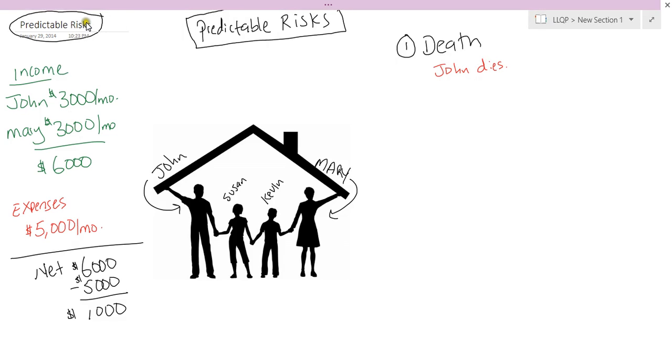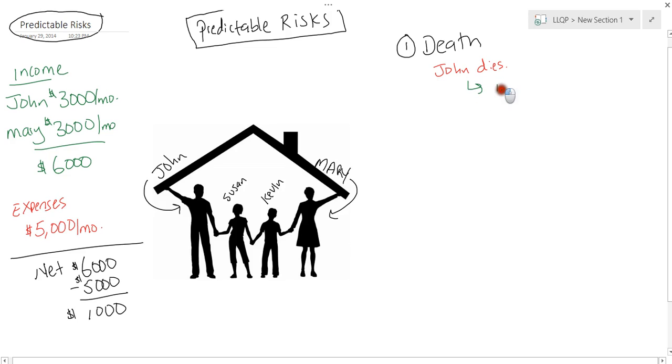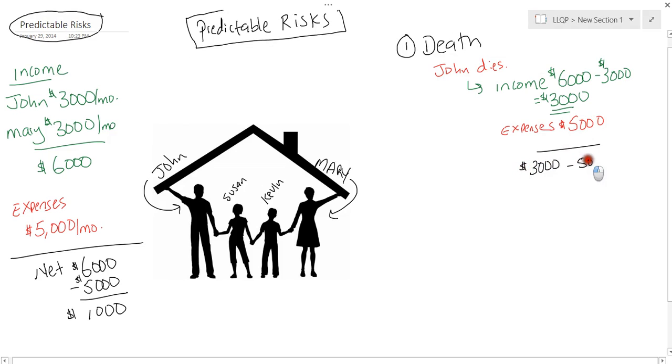Well, what happens to the income? Their household income, instead of being 6,000, we have to subtract 3,000, because of John dying. What that means is now this family is only left with $3,000 income, right? Now let's say the expenses are the same. What if the expenses are still 5,000? What does that mean for this family? Well, their new income, 3,000, that's only Mary's income, minus the expense of 5,000 per month, you have this family under by $2,000 every month.